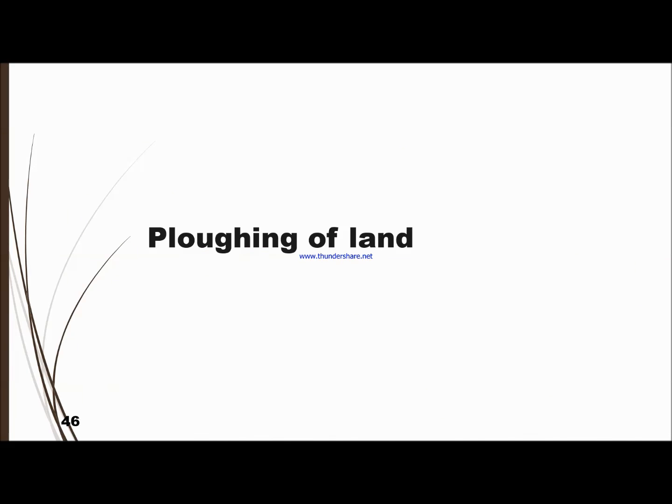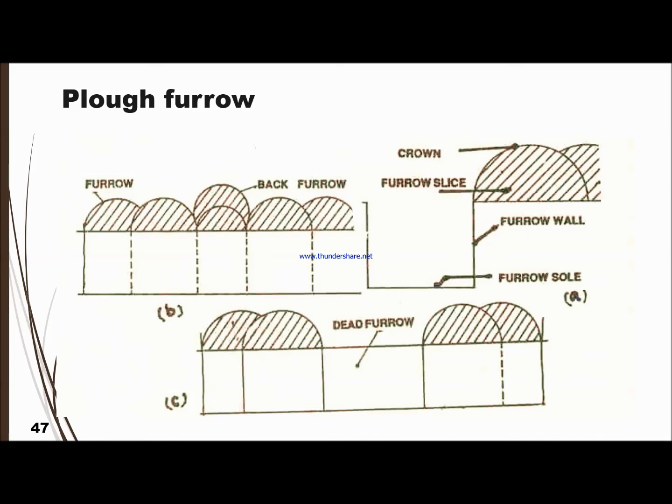Okay, plowing of the land. So this is a method of plowing of the land. You can have A, B, and C. Well, I think we will go through this slowly. Okay. So if you use a furrow, a back furrow, this is another form of how you could save some soil and also form the bed. Okay.